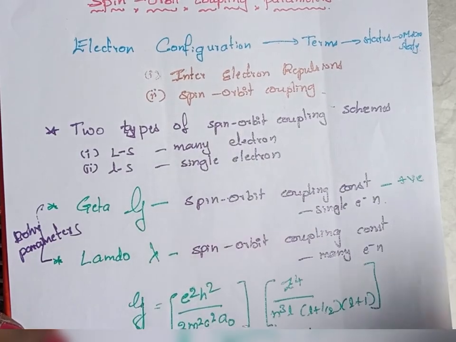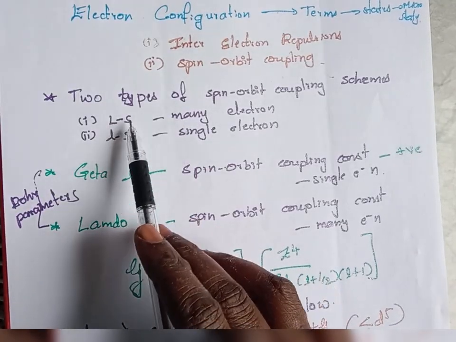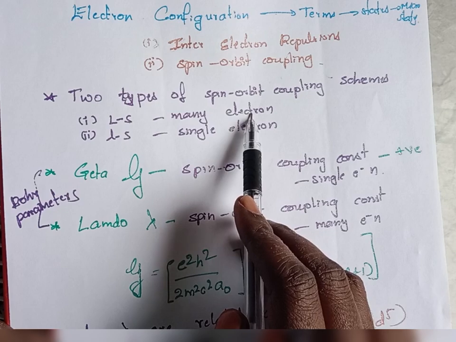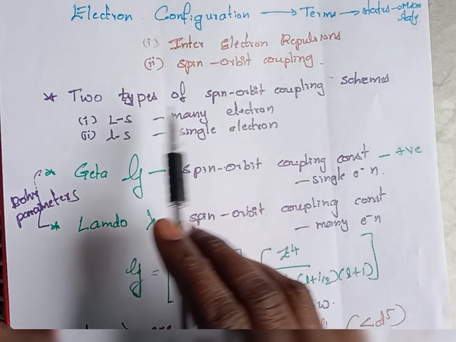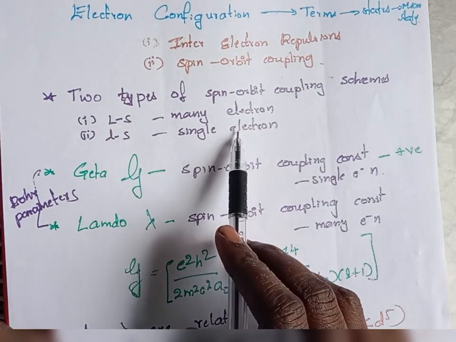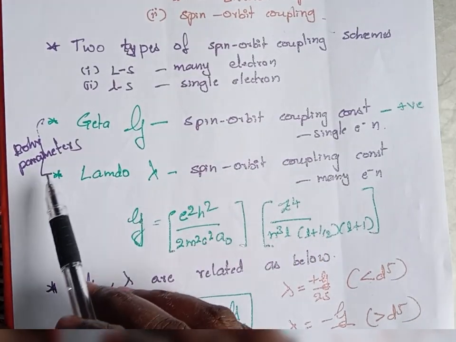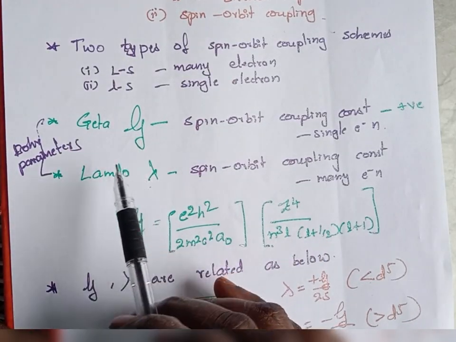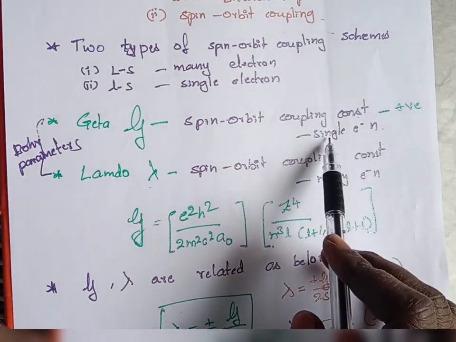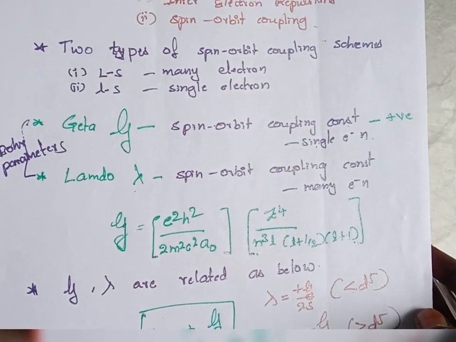And the spin orbit coupling is of two types. One is capital LS coupling, capital LS spin orbit coupling. It is for many electrons and it can be called Russell-Saunders coupling. And the second one is small ls coupling, and it is for a single electron. And Bohr has given the parameters zeta and lambda, where zeta is the spin orbit coupling constant for a single electron and its value is always positive.